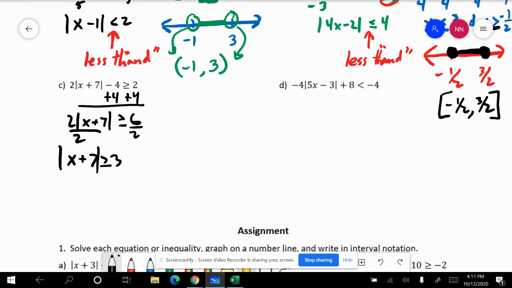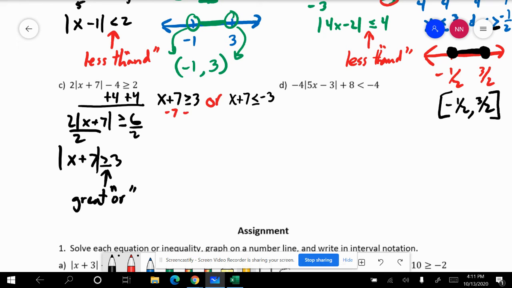Now, we're going to write our two equations. The first one is x plus 7 is greater than or equal to 3. The other one is x plus 7, and we change it because we're changing the value. Now, when we read this, this is greater, so it's an or statement.